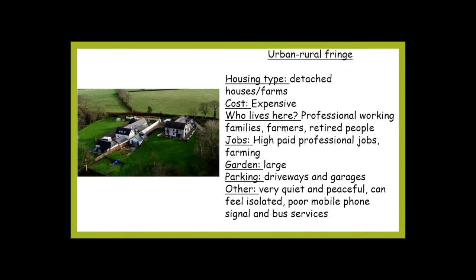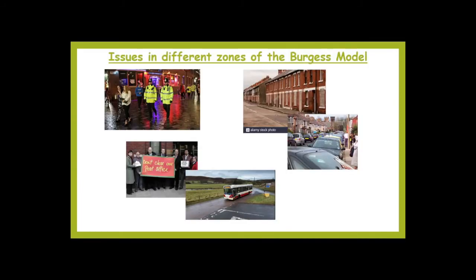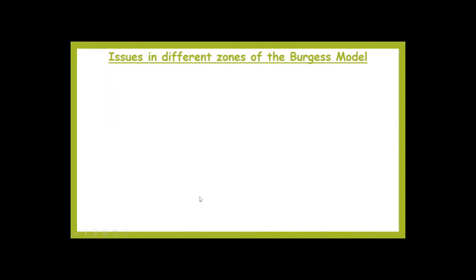Okay, so what we're going to just look at is, depending on what zone you're in, what issues might you face, okay? So, put a subheading, issues in different zones of the Burgess model. And we're going to discuss what issues you might face if you live in the CBD, what issues you'd face if you live in the inner city, and what issues you'd face in the urban-rural fringe, okay?